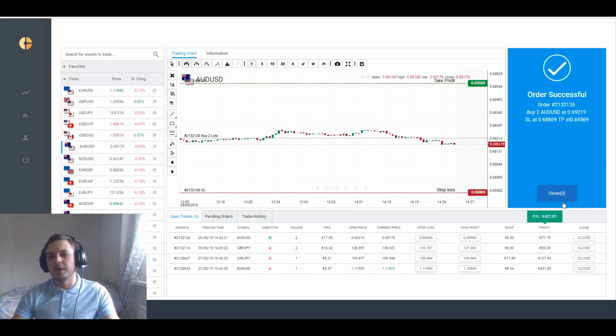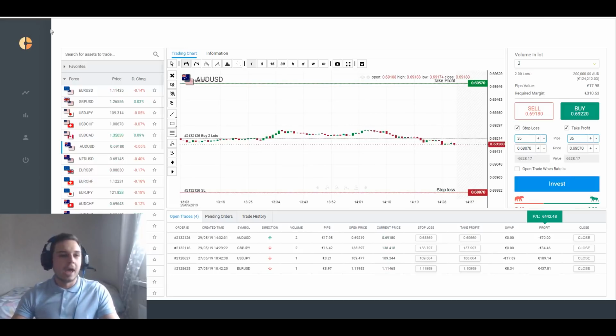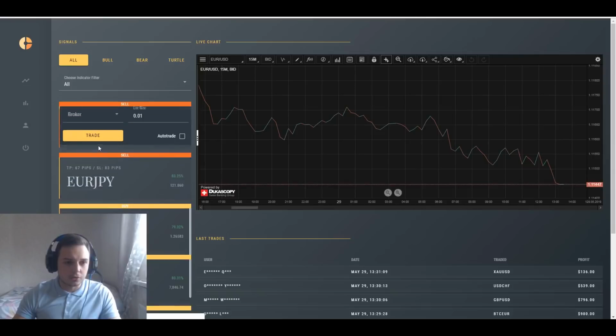Click invest, and because our lot size is 2 lot size, obviously it's kind of a big trade. We want to enter the trade and leave the trade as fast as possible and make money. That's all we want to do. And yeah, so let's have a look at other trades. Are there any other good trades at the moment?